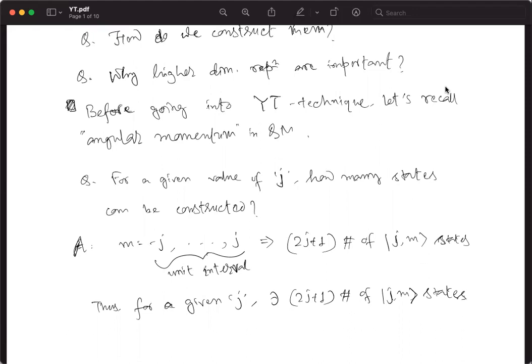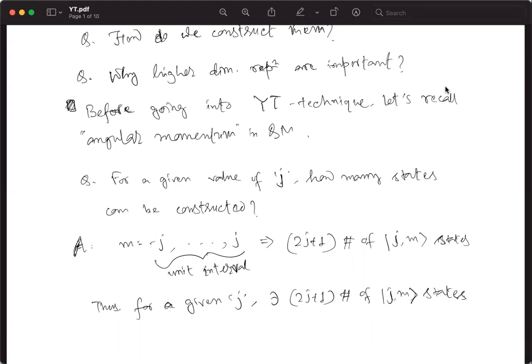So the question is, for a given value of J, how many states can we write down? We know that M is nothing but a projection of J with unit interval, right? So M goes from minus J to plus J with unit interval. Whether it includes 0 or not depends on the value of J. If J is an integer, 0 is included. If J is a half integer, then 0 is not included. But in both cases, for a given J, there are 2J plus 1 states between minus J and plus J. In other words, we can write down 2J plus 1 |J,M> states.